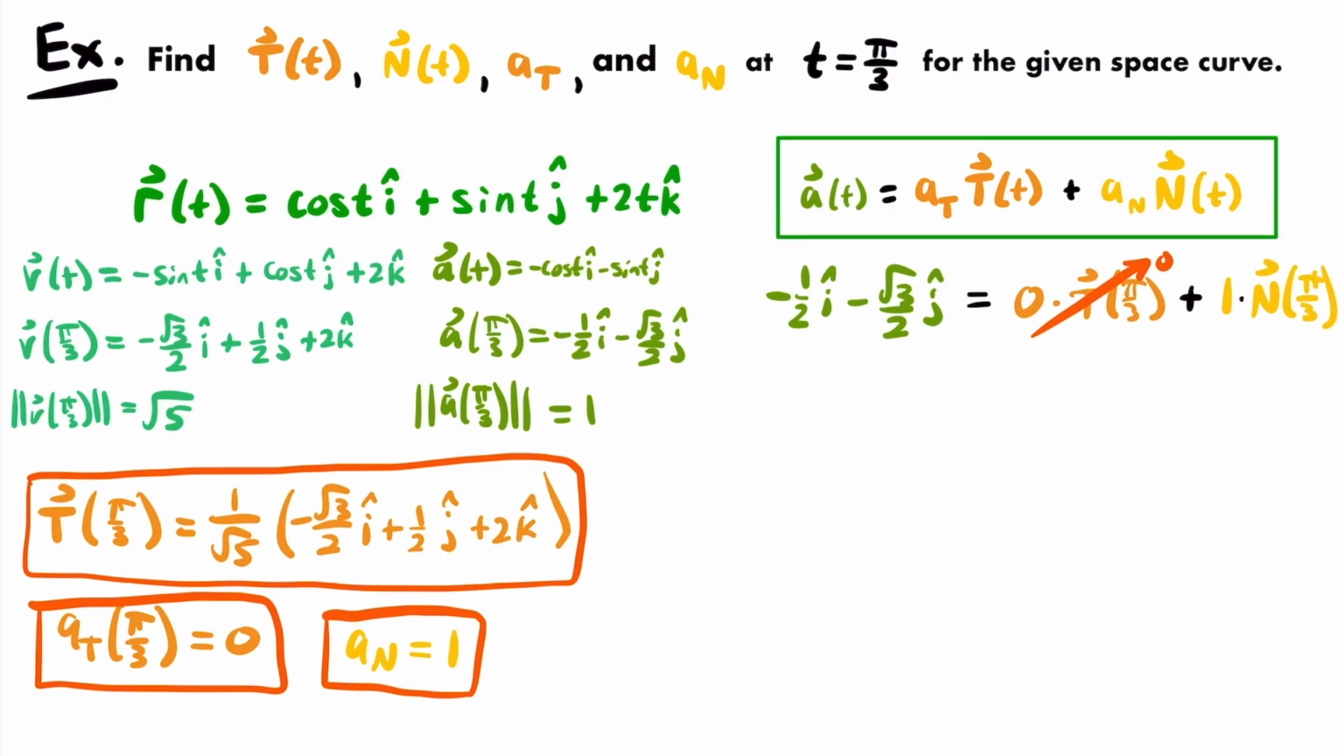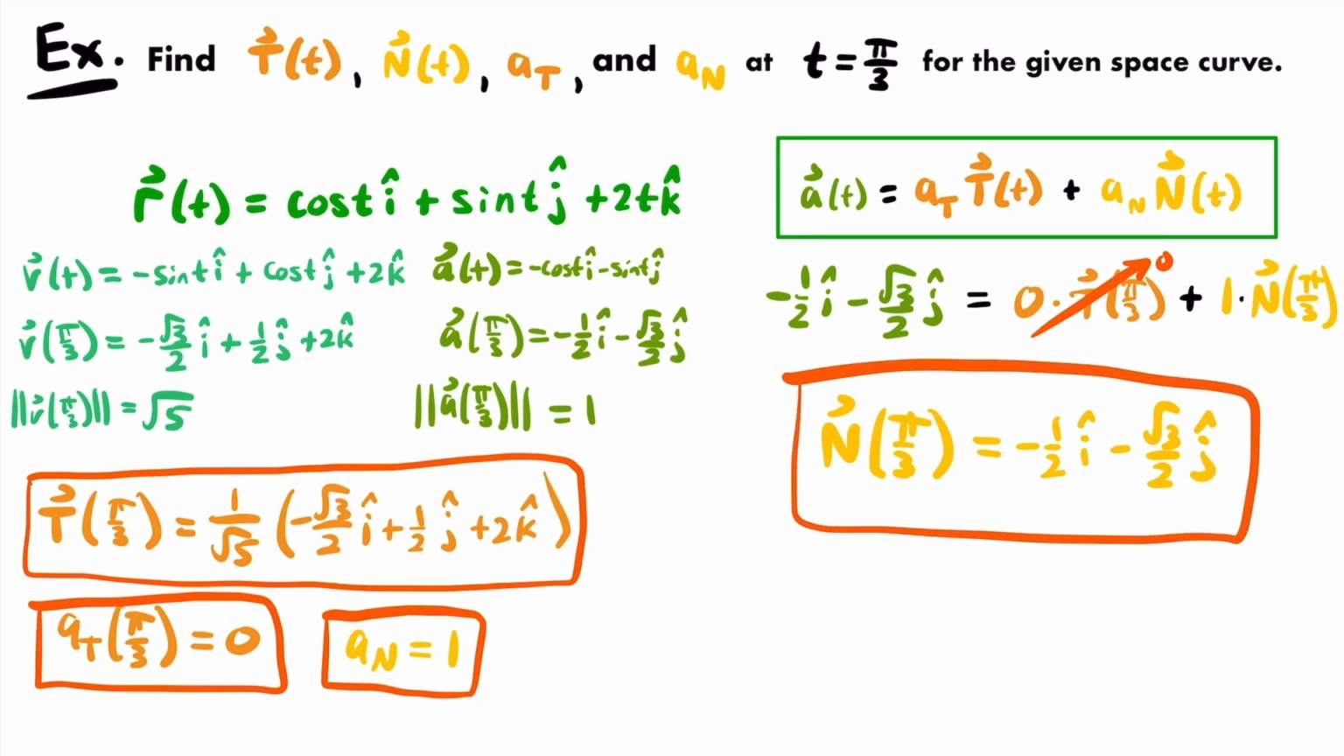And really, we're done. We already have the unit normal vector at pi divided by 3 because this vector times 1 is just the same vector. This is 0, and so the unit normal is just equal to these two terms. It's equal to the acceleration vector at pi divided by 3. So we find that N of pi divided by 3, or the unit normal at pi divided by 3, is equal to negative 1/2 i minus the square root of 3 divided by 2 j. That is our final answer for the unit normal vector, and also the last thing we needed to find for this example.